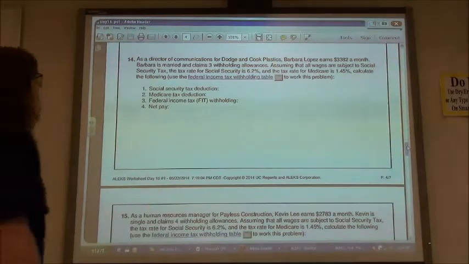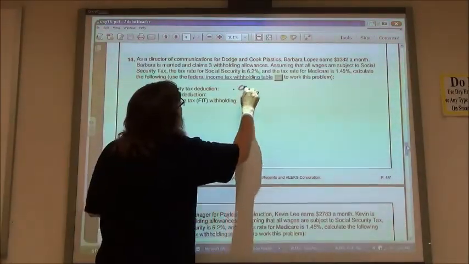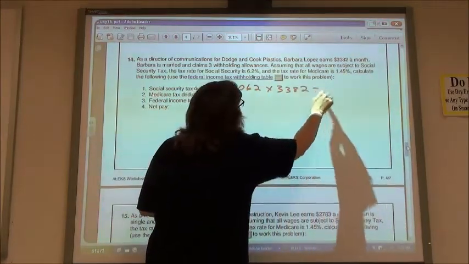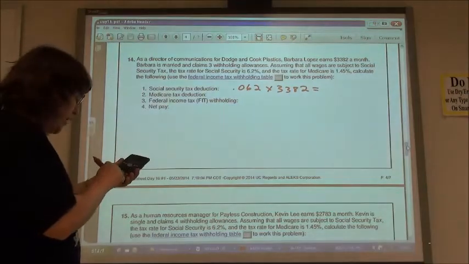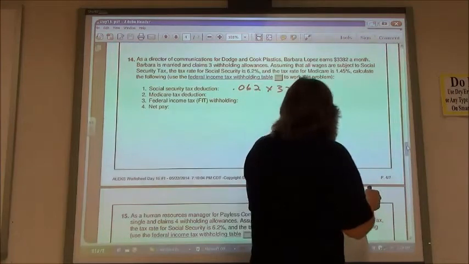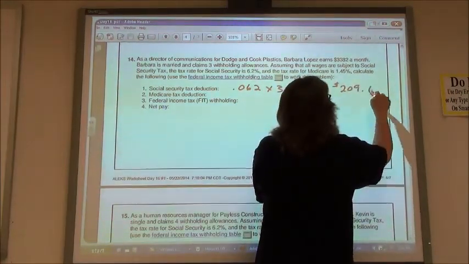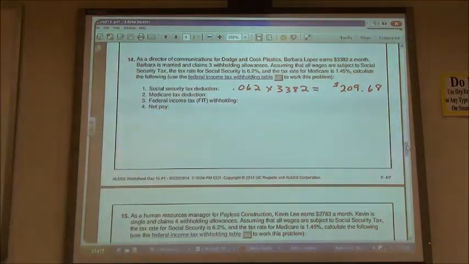So calculate the following. Social Security, 6.2%, so 0.062 times her $3,382. So 0.062 times 3,382 is $209. And again, I have to round this off. So $209.68. Since there's a 4 behind the 8, I don't round it up.